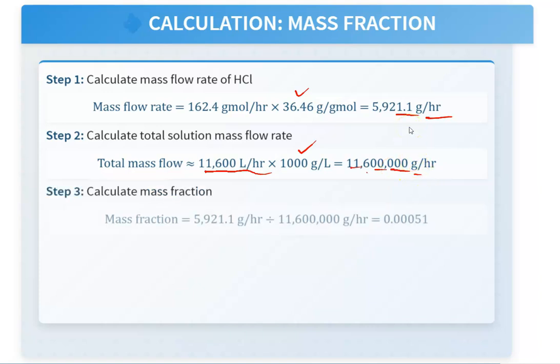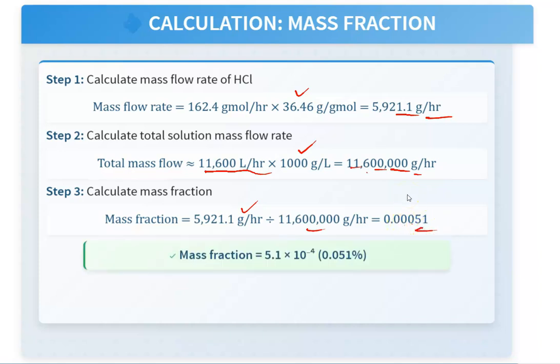And then calculate the mass fraction. The mass fraction will be 5921.1 gram per hour divided by the total mass flow. So that will be 0.00051. The mass fraction will be 5.1 into 10 to the power minus 4, that is 0.051%.